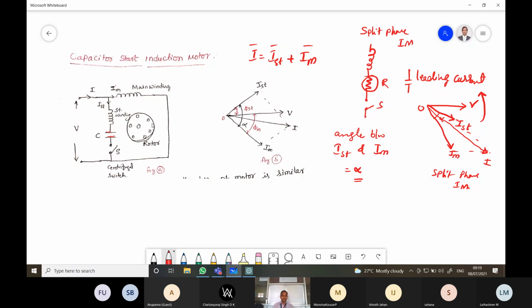So this is the capacitor start induction motor. The construction is similar to the split phase induction motor. The only change is that the resistance is replaced with the capacitor. Okay, so this is the working principle of the capacitor start induction motor. The next one is the capacitor start capacitor run induction motor. The only change is, I will show.